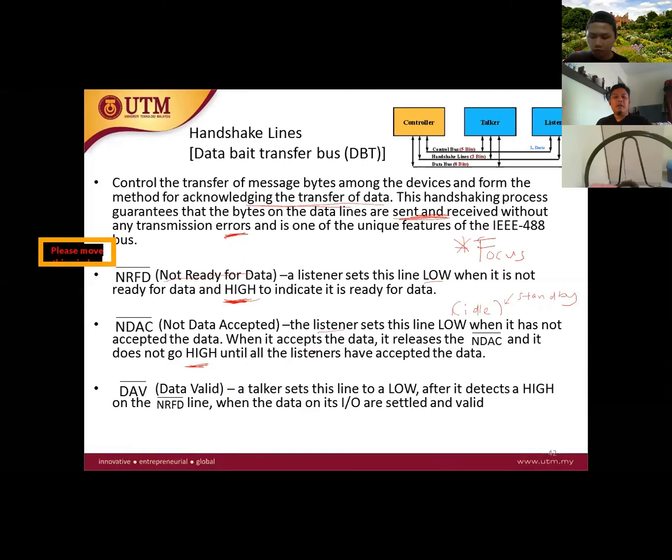DAV bar, or data valid: a talker sets this line low when it detects a high on the NRFD bar line. Then the data on the IO lines is settled and valid. So you see, NRFD bar is for the listener, NDAC bar is for the listener, and DAV bar is for the talker.